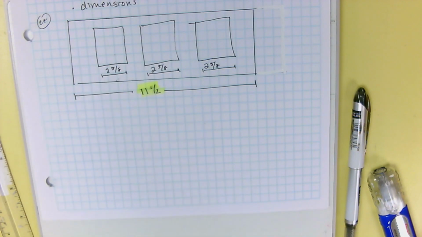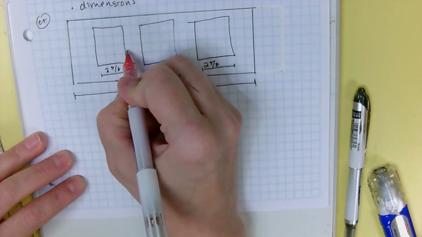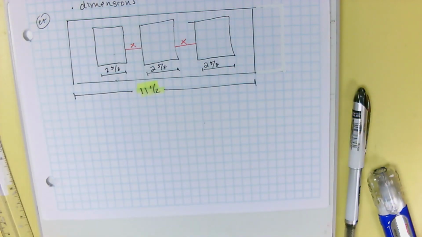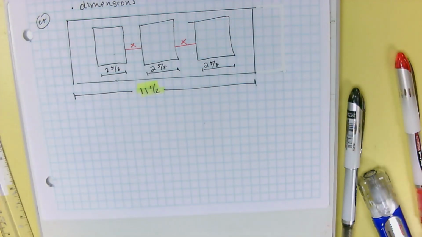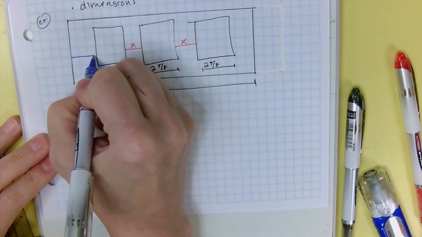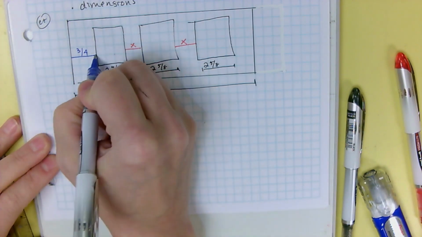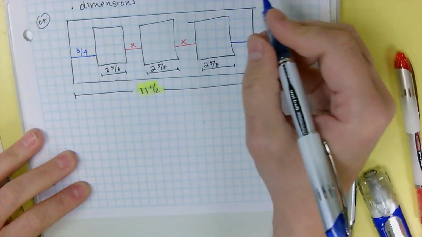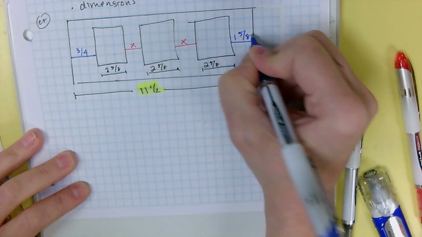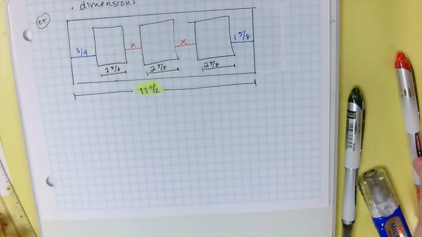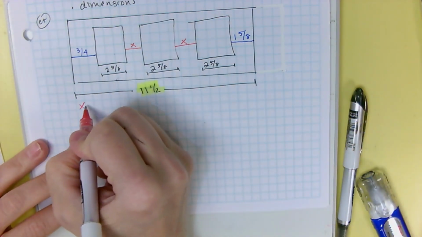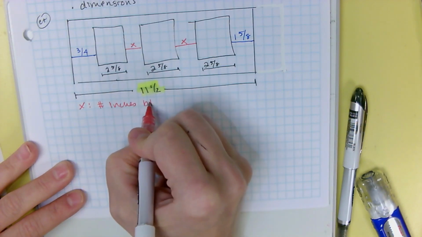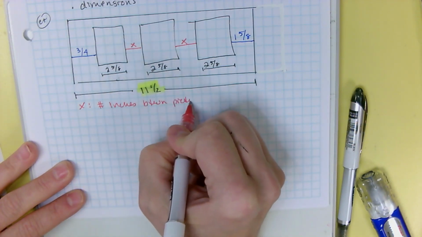So what we're trying to find is how much space we can put between the pictures. So let's call that distance x, and that will be the same distance between the pictures. And then it says the left margin is 3/4 inches. So this is 3/4 inches from the picture to the left. And the right margin is 1 5/8 inches. And our goal is to find x, which is the number of inches between the pictures.